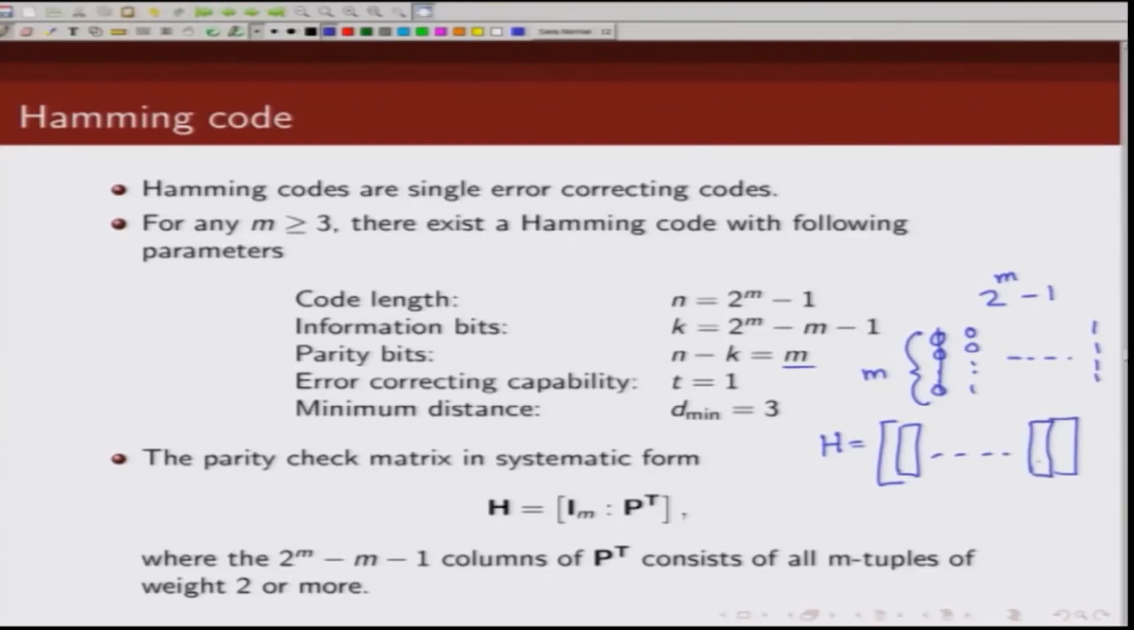Okay. And if we want to write the parity check matrix of a Hamming code in a systematic form, then we can write it in this way. So, parity check matrix will have an identity and then some matrix P. Since the identity matrix will consist of all m tuples of weight 1, P transpose should consist of all m tuples of weight more than 1. So, it consists of all m tuples of weight 2, 3, 4 up to m.